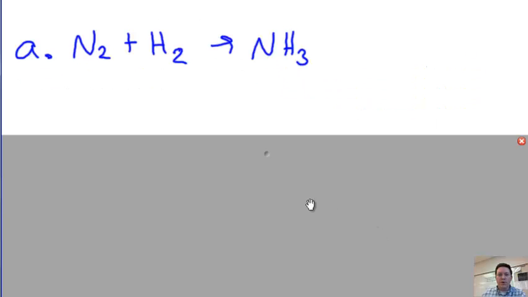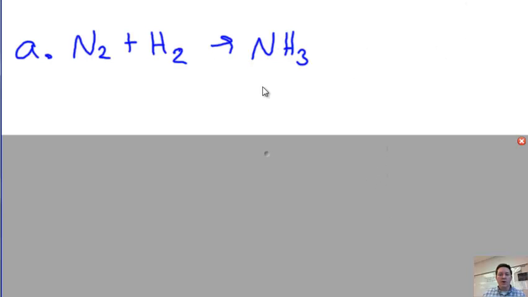So here we've got a sample problem. We've got N2 reacting with H2 to form NH3. So we've got some reactants and we've got some products here as well. If we take a look here, our reactants and our products don't match in number. So what we need to do is add what we call coefficients. So we need to add a number out in front to make the numbers the same on the reactant side as on the product side.